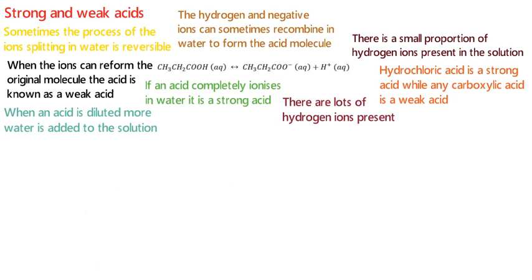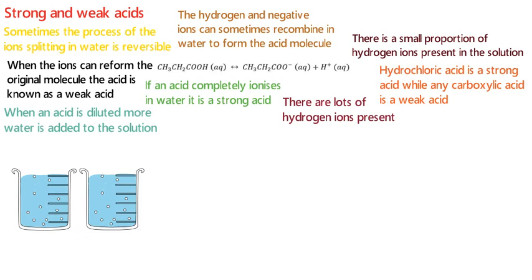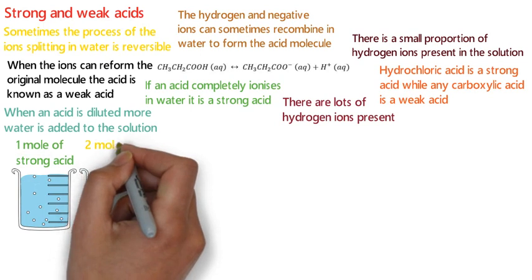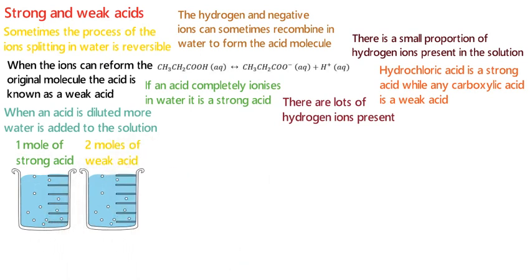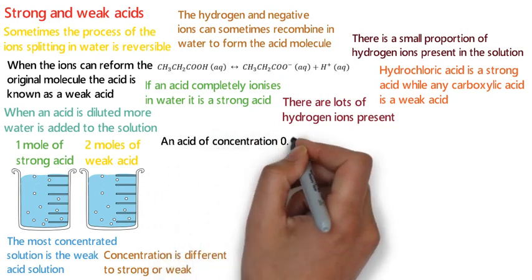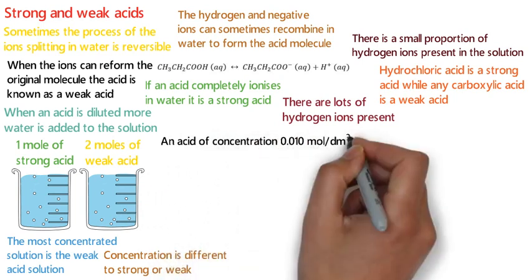You also need to be aware of the terms concentrated acid and dilute acid. When an acid is diluted, more water is added to the solution, so that the acid molecules are less concentrated. If we have 2 beakers of water, of 1 decimeter cubed each, and add 1 mole of strong acid to one, and 2 moles of weak acid to the other, the second beaker is the most concentrated acid solution, regardless of it being the weak acid. Concentration is different to strong or weak. You can have a concentrated, weak or strong acid.